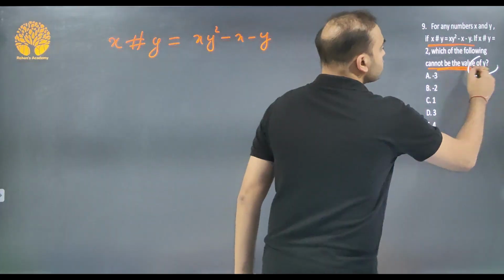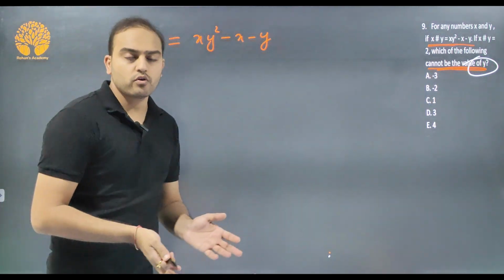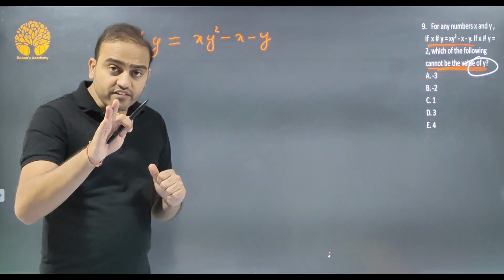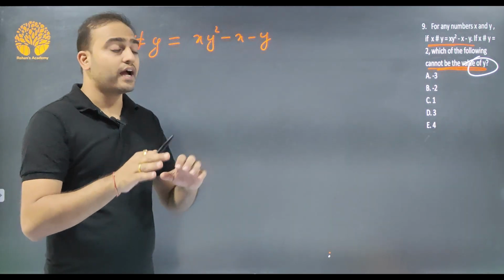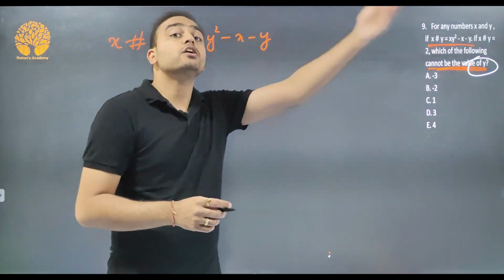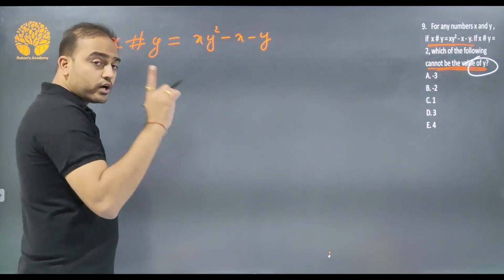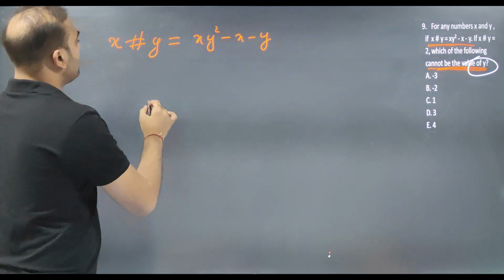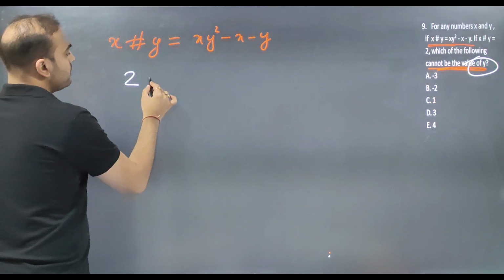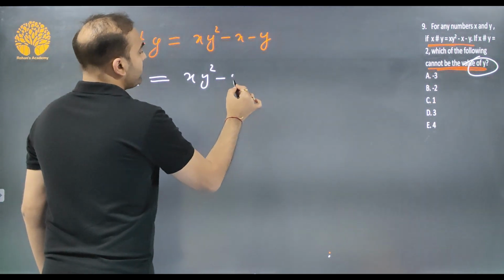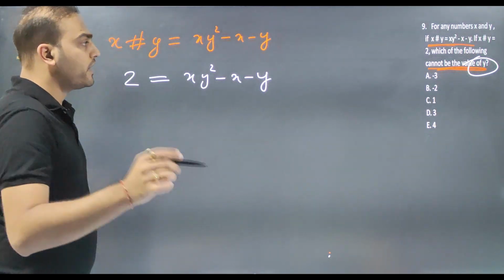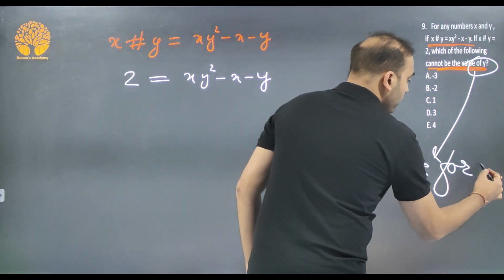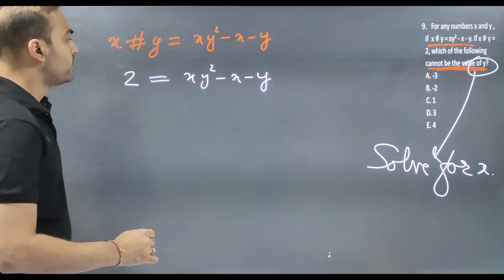A common mistake that students make is they think, let me find the value of y. No, it's the domain of y, correct? So the best thing to do is find x. Isolate x, find x in terms of y. Do not solve for y. Instead, solve for x. What does that mean? x hashtag y is 2, which is xy square minus x minus y. Solve for x because they are asking about y. This is super important.